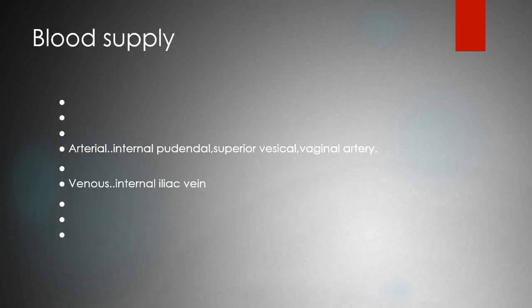Blood supply of female urethra. It is by the internal pudendal artery, superior vesical and the vaginal artery. You all know that these are the branches from the internal iliac artery. The veins will follow the arteries and will have the same names. Ultimately, venous blood goes into the internal iliac vein through the vesical venous plexus.